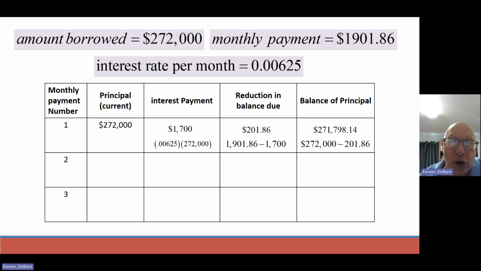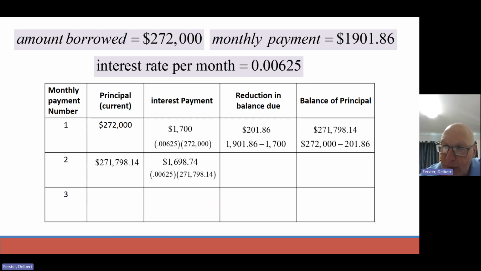To start month number 2, that is his outstanding balance. You guessed it. Along comes his second monthly payment of $1,901.86. They said, let's find out how much interest you owe. Notice now that we're basing it on his outstanding balance of $271,798.14 at 0.00625. That's a lot. So $1,698.74 of his second payment is an interest charge.